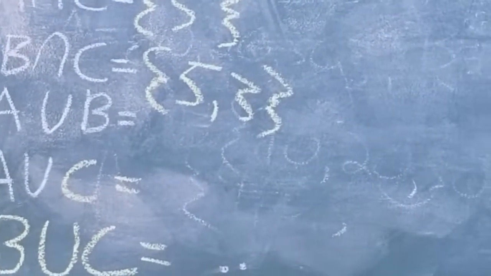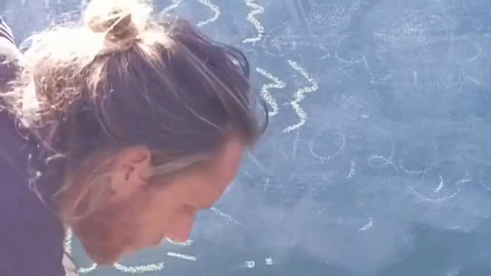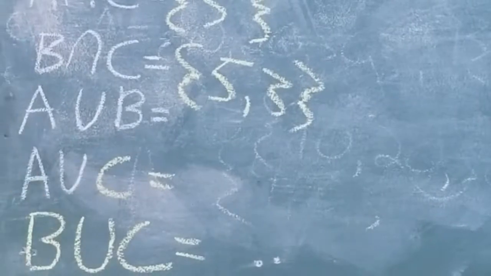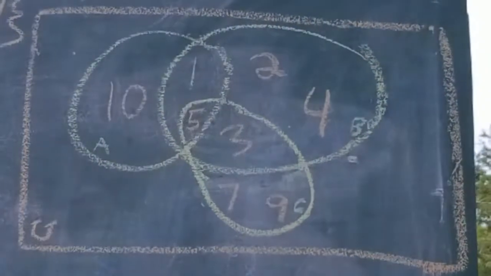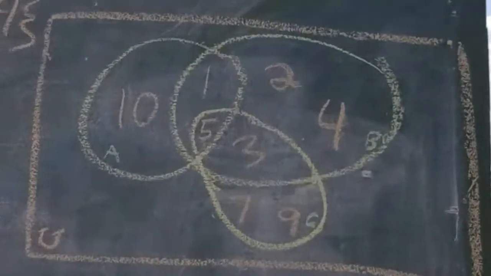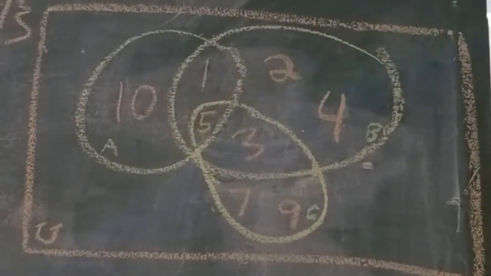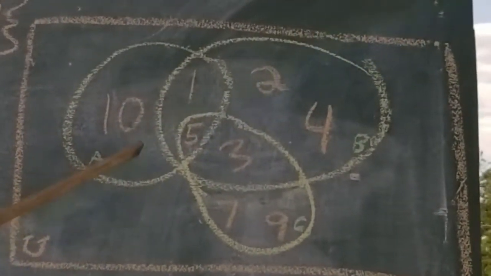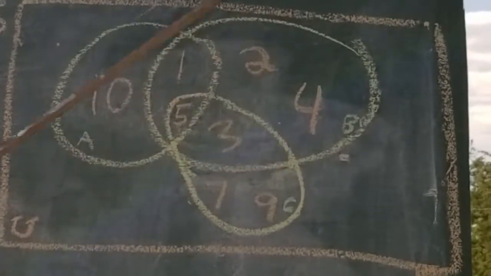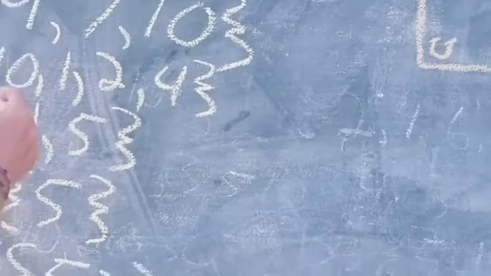Let's start with the union of A and B. We'll start with the Venn diagram. So remember this one, the union are all the elements in A or B, including elements that might be in both A and B. So all the elements in A or all the elements in B constitute the union of A or B. So let's list all the elements in both of those.